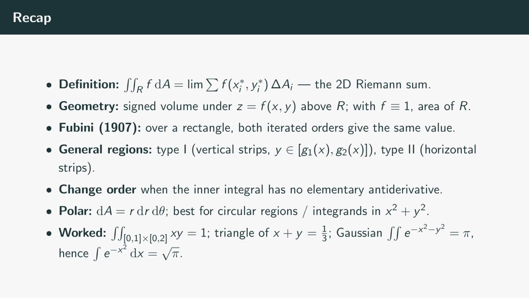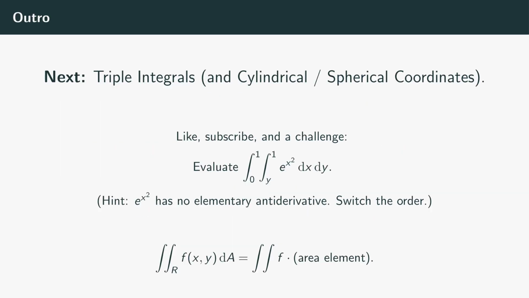Next episode, we step up 1 dimension, triple integrals, and the 2 coordinate systems, cylindrical and spherical, tailored to problems with axial or radial symmetry. That's double integrals. A 2-dimensional Riemann sum, evaluated in practice as an iterated single-variable integral, geometric meaning assigned volume, and a Swiss Army knife, changing order or switching to polar for when the obvious approach fails.